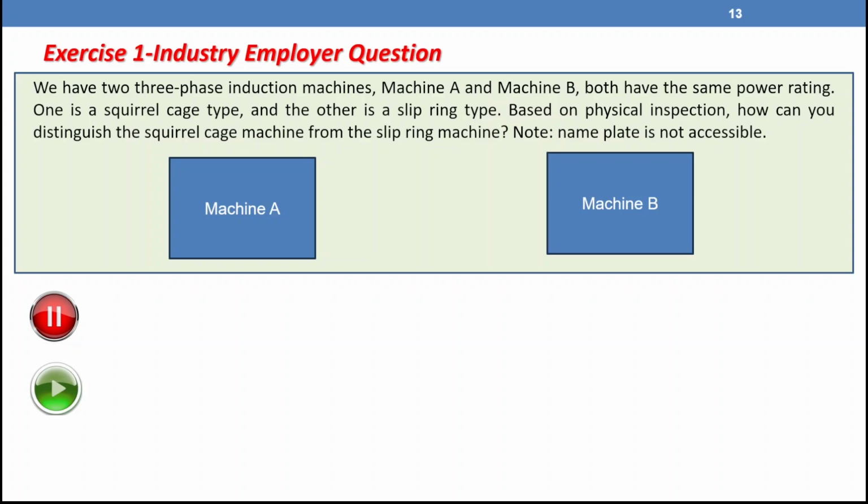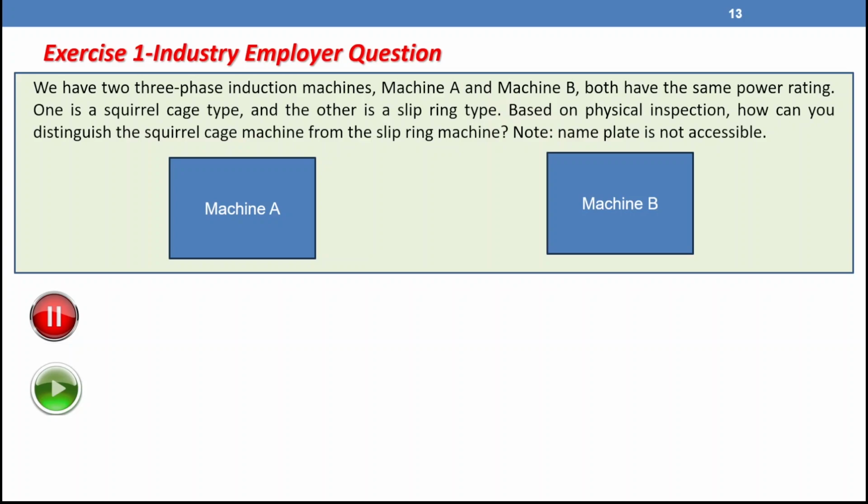So some people say that I'm going to open machine A and look inside that one and look for the rotor. If it's squirrel cage, so the machine A will be squirrel cage and machine B will be slip ring. But that one is not accepted. During the interview process, they didn't give you the time to open the machine to check what's inside. And also the nameplate is not accessible. So what is the solution?